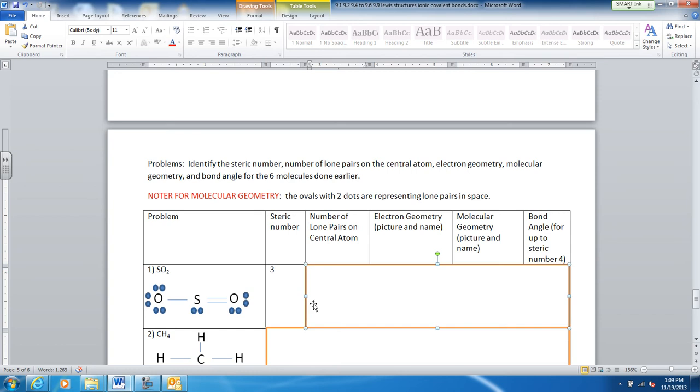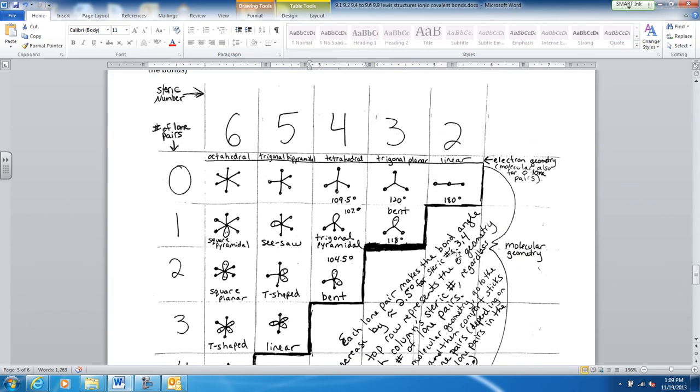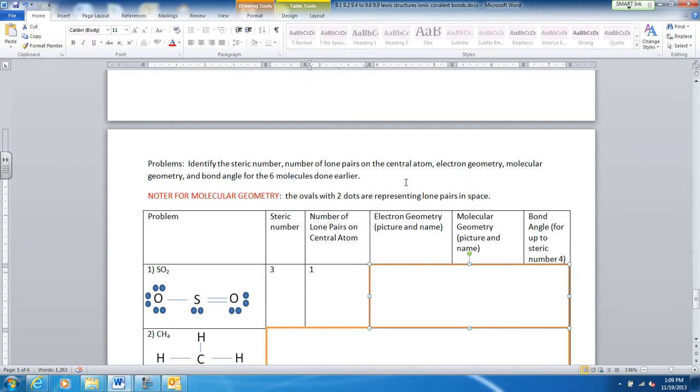Okay. And there is 1 lone pair on the central atom. So now we're going to look up our geometry. Steric number was 3. And so our electron geometry is just the first row. So steric number 3, this is our geometry for the electrons, right there. And so you draw the picture. Here's our picture. And the name of this is trigonal planar.